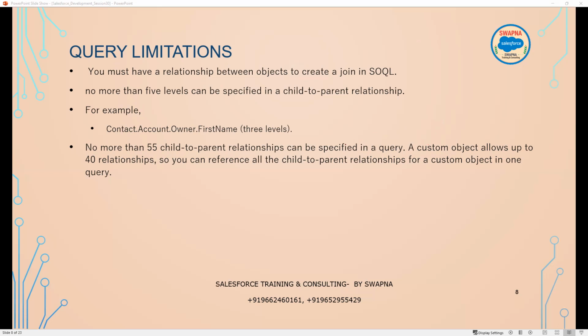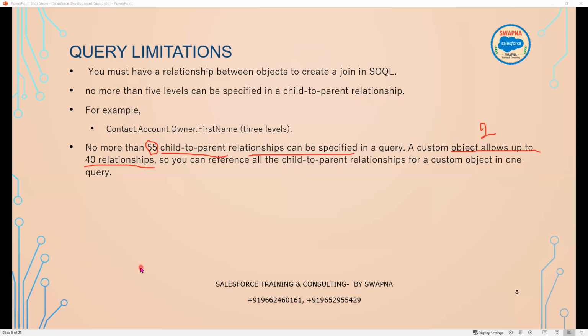That means the object already allows creating 40 lookup relationships. This 40 is for lookup and master detail relationships too. All of them you can use in the child to parent, but the limitation is that 55 child to parent relationships can be specified in the query.